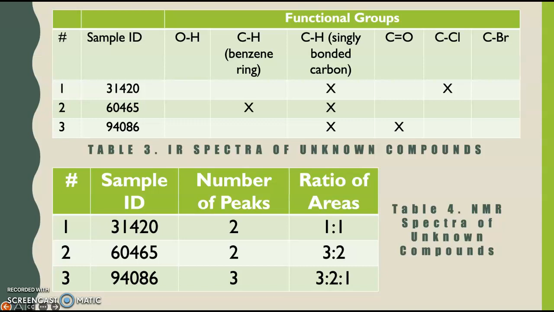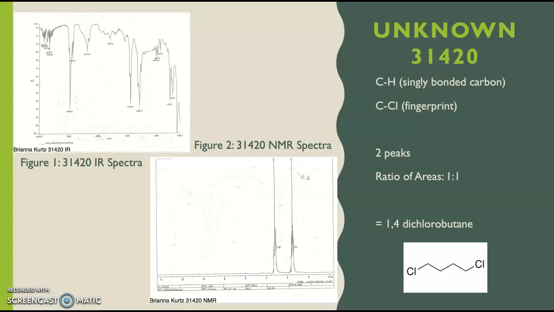This is Table 3, the IR spectra of unknown compounds with the functional groups found for each sample. This is Table 4, the NMR spectra of unknown compounds found for the number of peaks and ratio of areas for each sample. For unknown 31420, there is a CH group found in the IR and a CCl, but the CCl is in the fingerprint region, so it could be inconclusive. The CH is a singly bonded carbon.